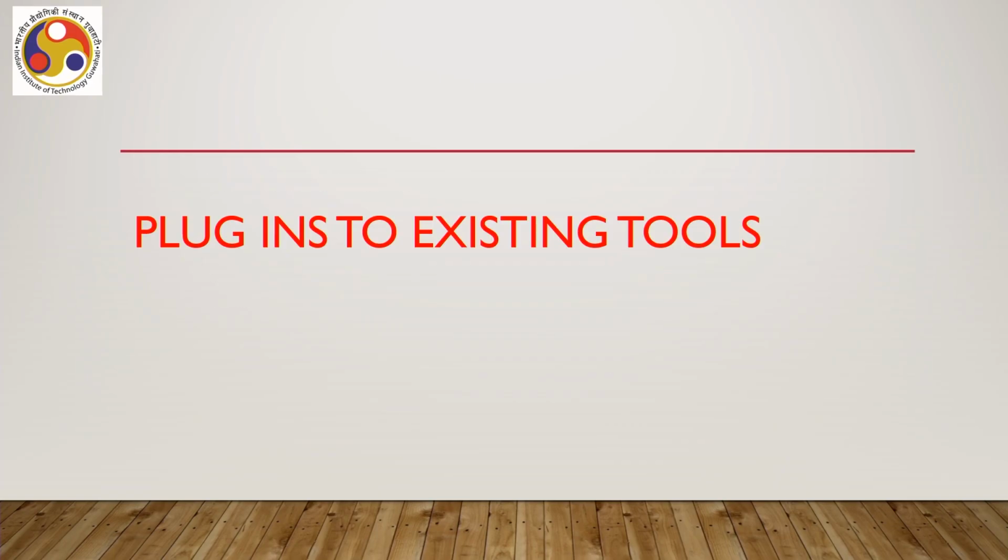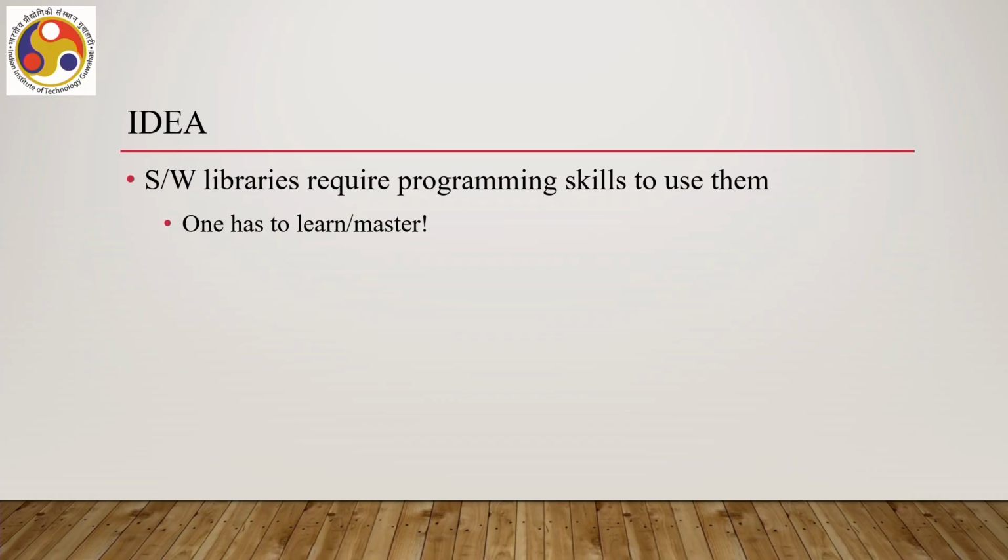That is about the second category. Now, let us move our attention to the third category, that is plugins to existing tools. Partly we have talked about this in the previous category as well. Here the idea is that when we are talking of software libraries, they require programming skills to use them. You have to first understand and then use them. So, one has to learn or master the libraries.